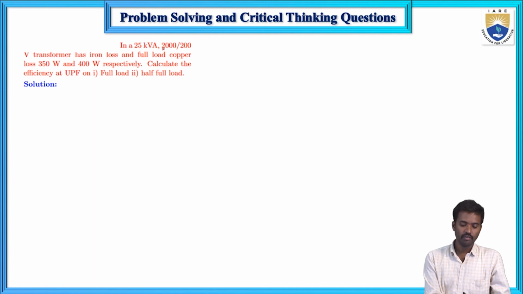A 25 kVA, 2000 by 200 volts transformer has iron losses and copper losses 350 and 400 watts. Calculate the efficiency at unity power factor, full load and half load. For full load X equals 1 and half load X equals 1 by 2, and unity power factor means cos phi equals 1.